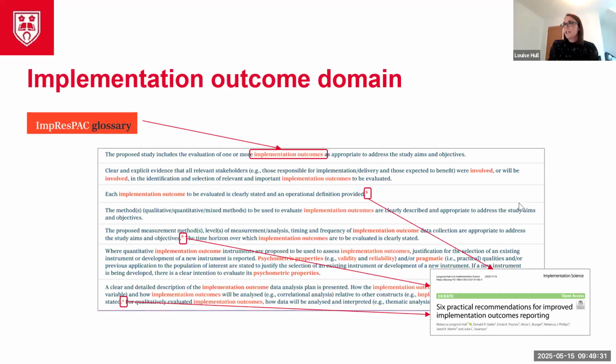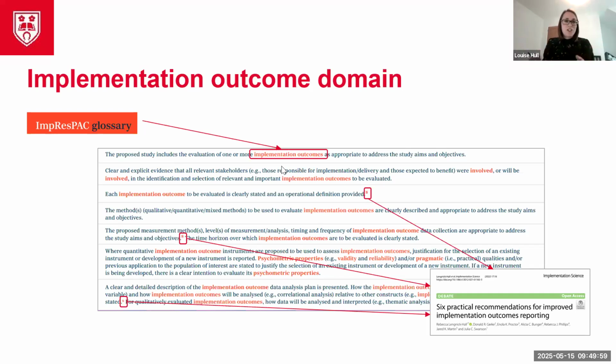So this is the implementation outcome domain. And as you'll see, some of these terms are in orange, and all terms in orange are hyperlinked to the ImpResPAC glossary. So if you are a researcher new to implementation science and you go to the implementation outcomes domain, you realize that you haven't actually planned to evaluate any implementation outcomes, you don't actually know what an implementation outcome is, that will take you to the ImpResPAC glossary.